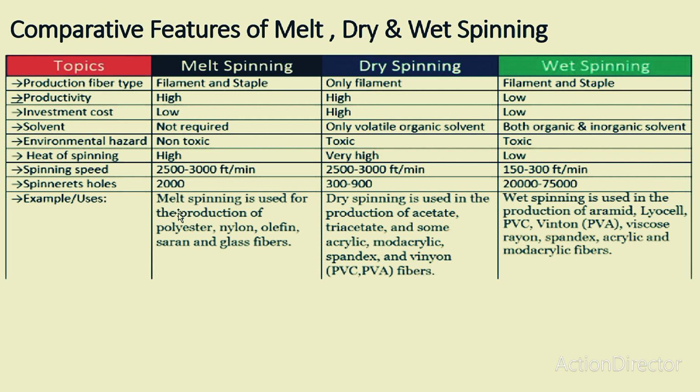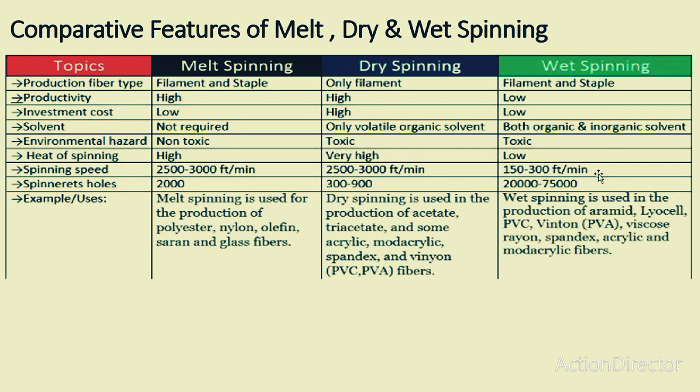The last is examples or uses. Melt spinning is used for the production of polyester, nylon, olefin, saran and glass fibers. While dry spinning is used in the production of acetate, triacetate and some acrylic, modacrylic, spandex, vinyl, PVC, PVA fibers.